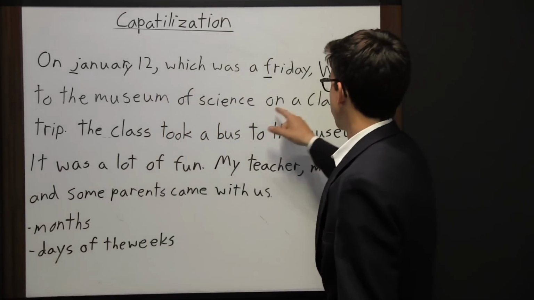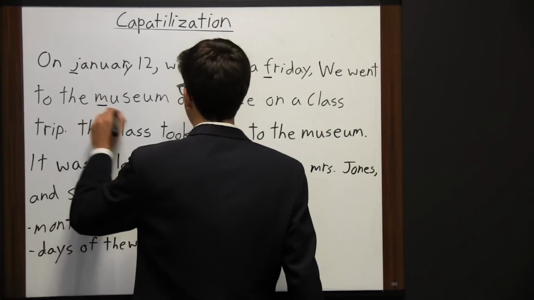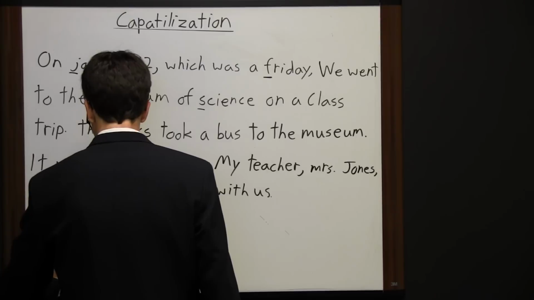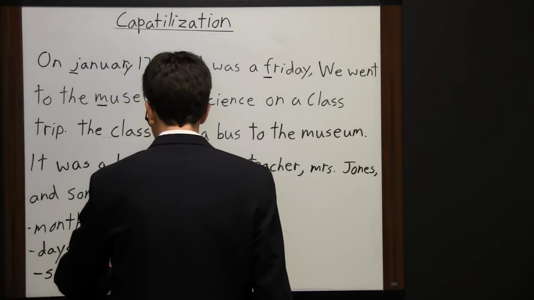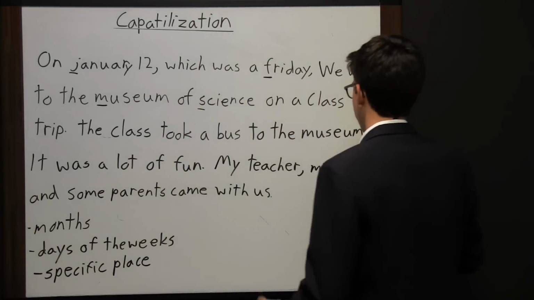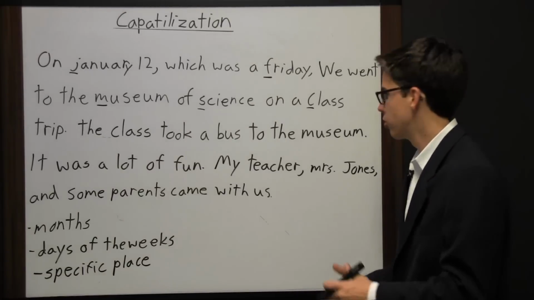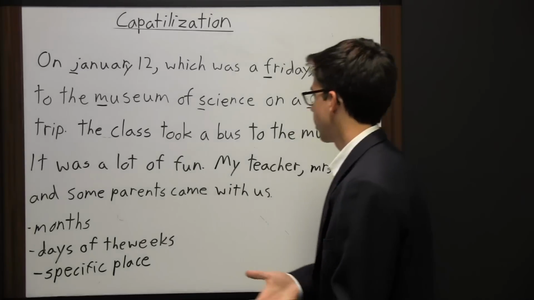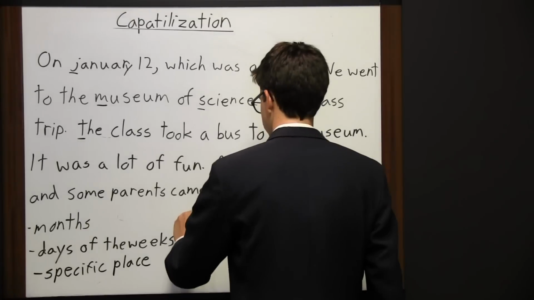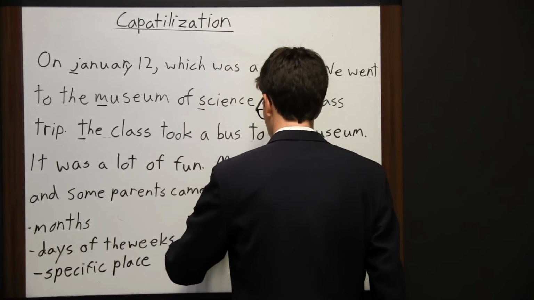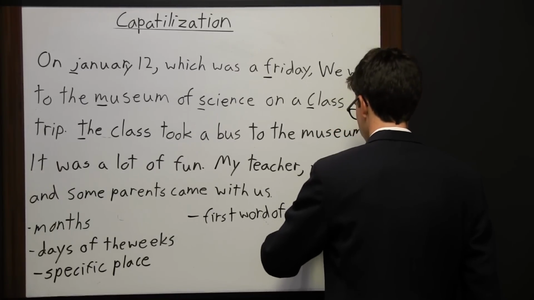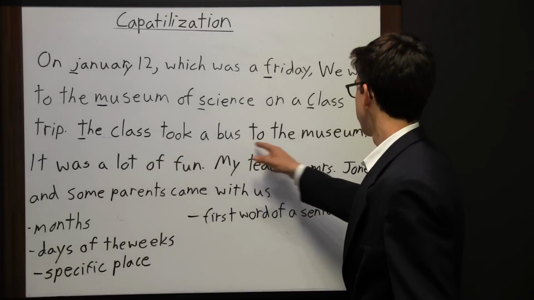And then it says we went to the Museum of Science on a class trip. So museum and science both need to be capitalized because this is a specific place. You don't capitalize of because it's not an important word. So you need to capitalize museum and science. And then notice right here, class does not need to be capitalized because there's no reason why it needs to be capitalized. Now we go to this sentence, and the is not capitalized, even though it's the first letter of the first word of a sentence. So we need to capitalize the first word of a sentence. The class took a bus to the museum.